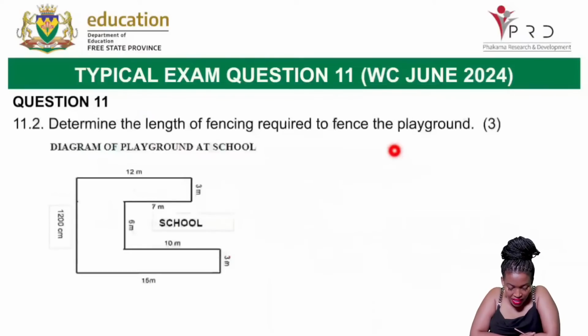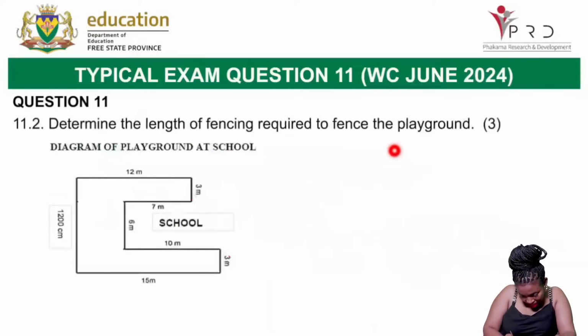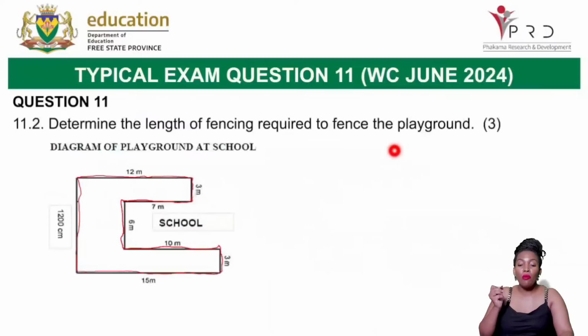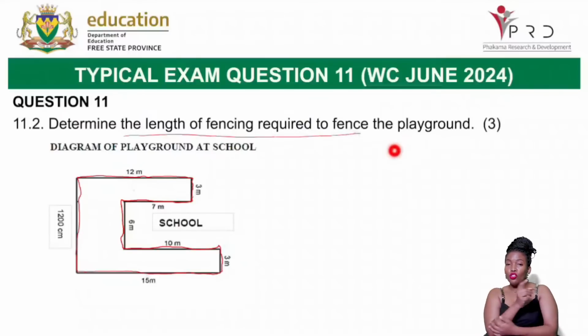11.2. Determine the length of fencing that is required to fence the playground. So the length of fencing means you are going to fence the entire place, this place of the playground. In actual fact, what you are calculating here is the perimeter. So the moment you see they determine the length of fencing that is required, they want you to find the perimeter. And what did you say the perimeter is? The total length. Before you can calculate, you check, are your units the same?